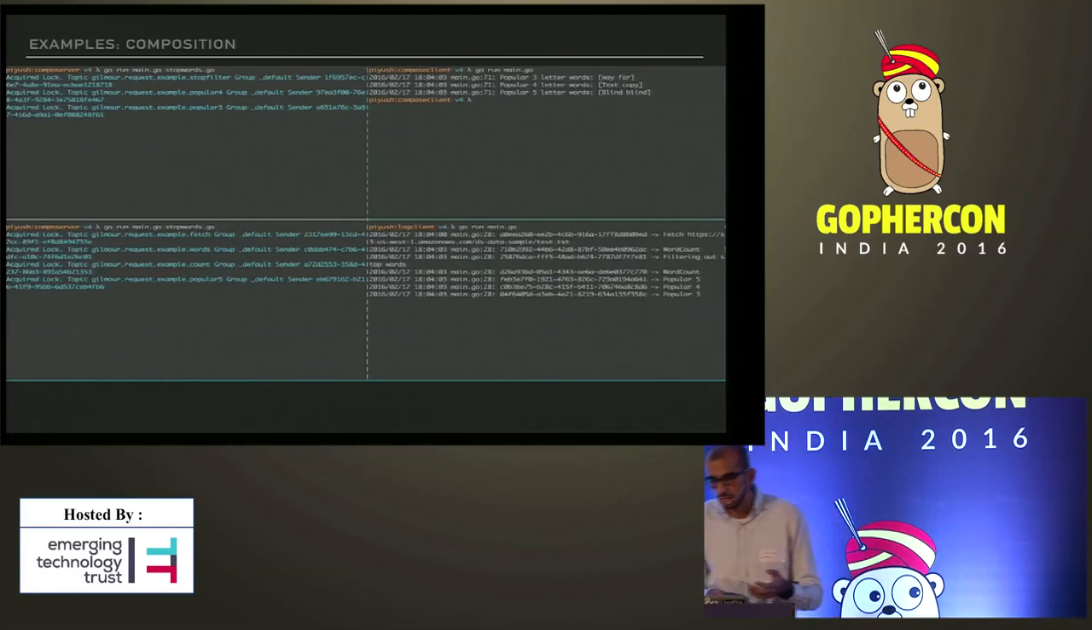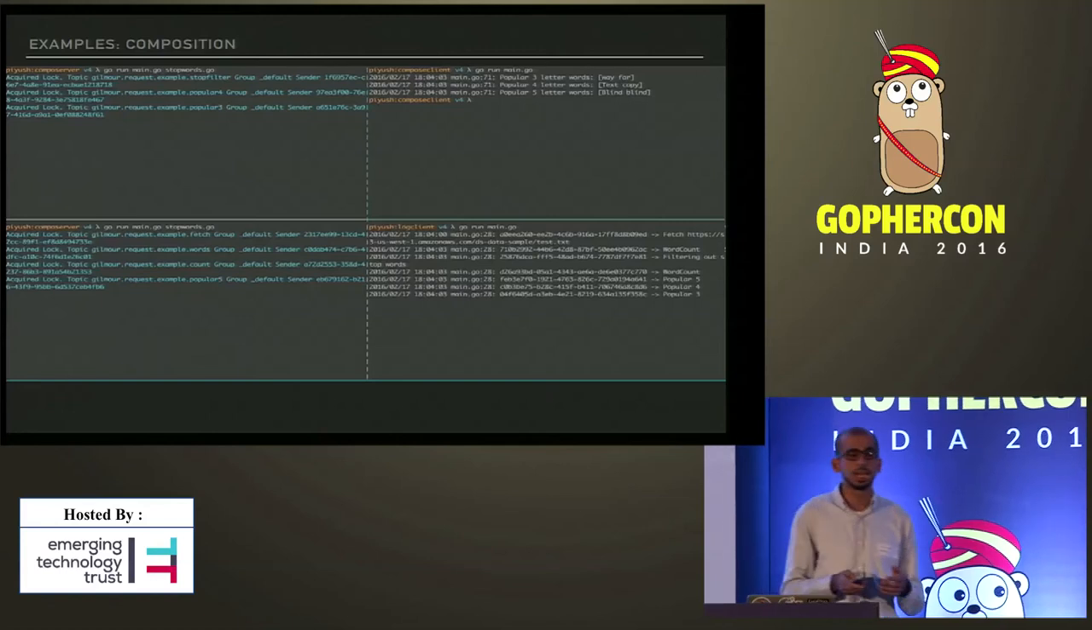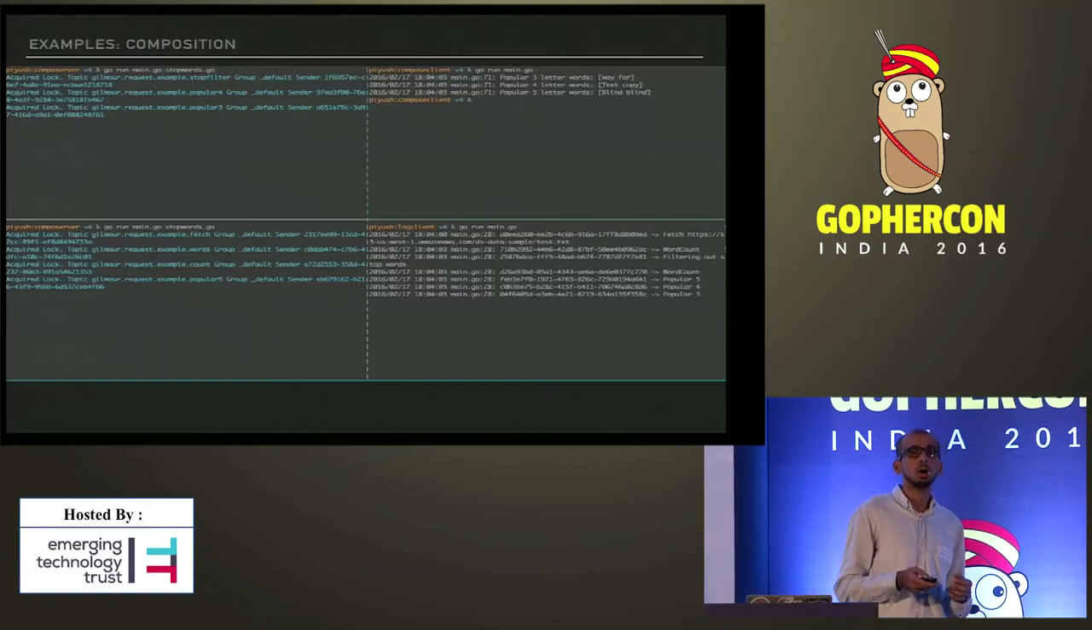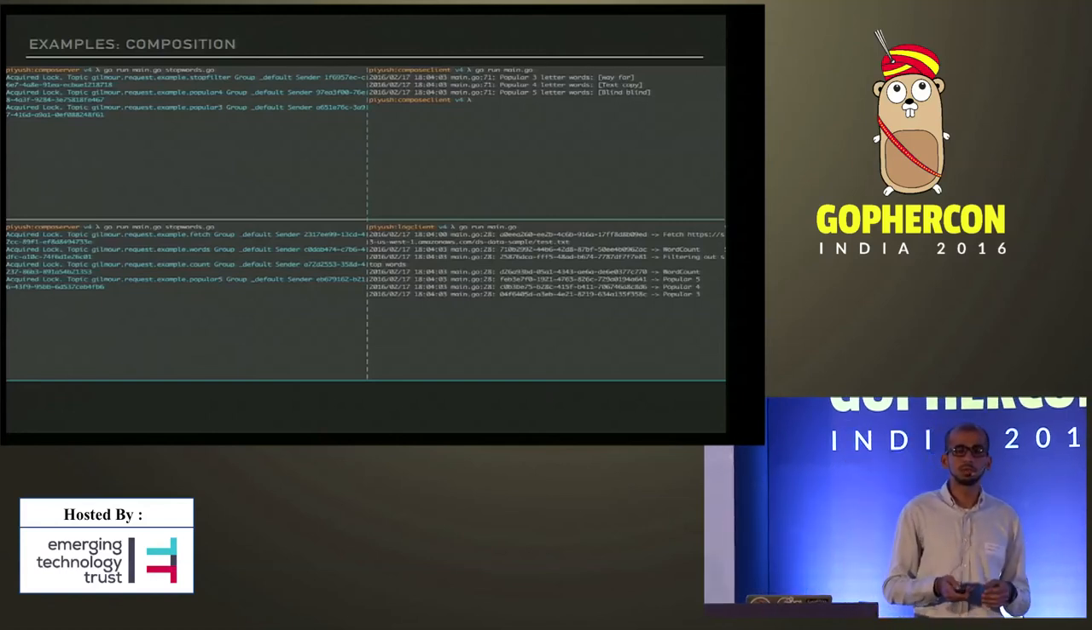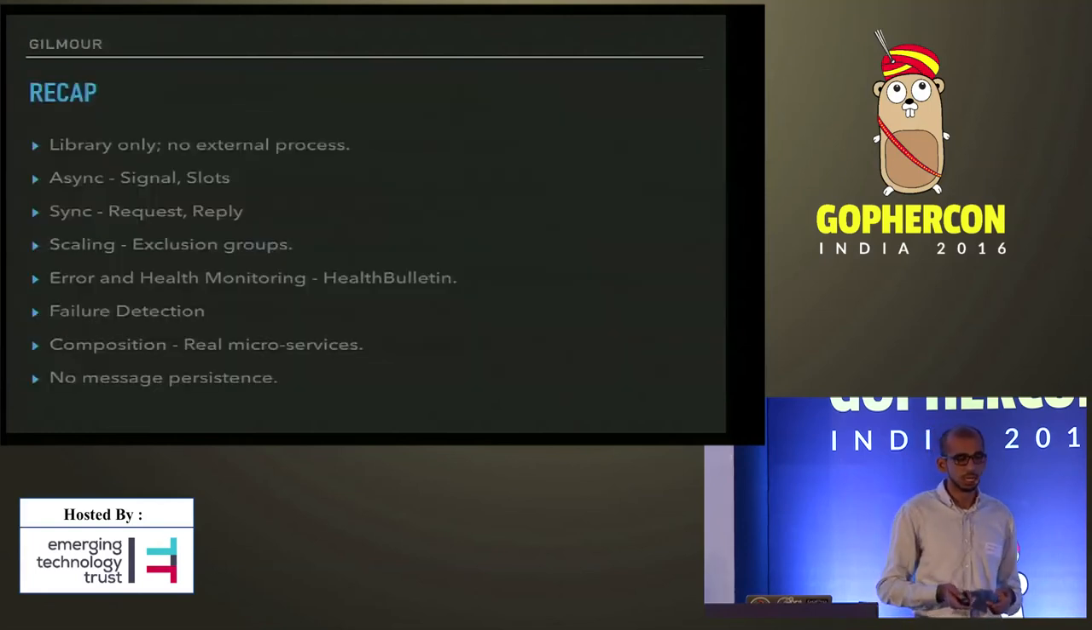So in this file, the most popular three-letter words were way and far. Most popular four-letter words were text and copy. And most popular five-letter words were blind and blind. So all of this is something which can be accomplished using Gilmour, and it's pretty easy to extend it.